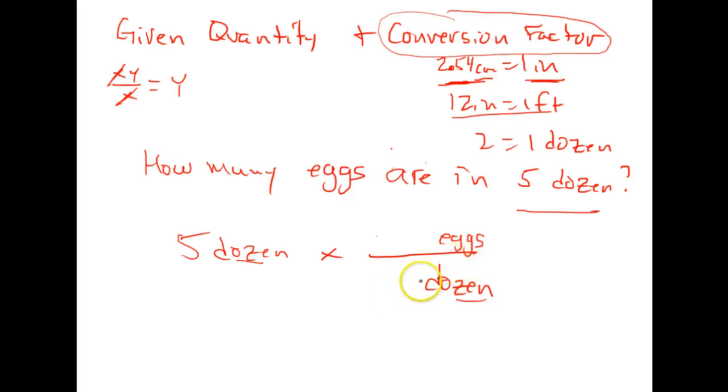So now I got to figure out what numbers. Well, I know there are 12 eggs to 1 dozen. So here's my equation, 5 times 12, all divided by 1. So the answer is 60 eggs.